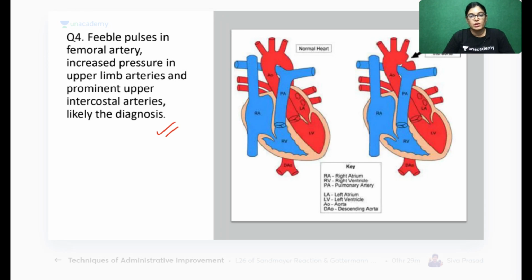So can anybody tell me what would be the cause? It's in the diagram also. The cause will be coarctation of aorta.